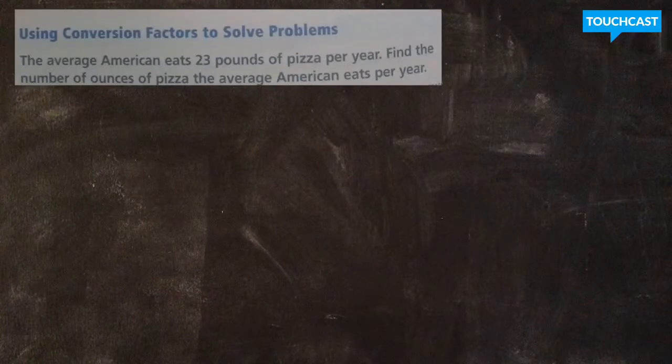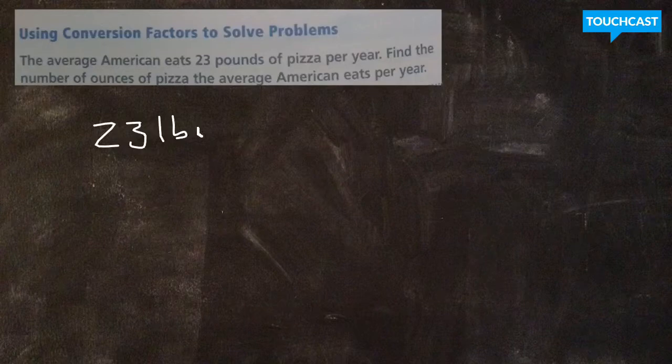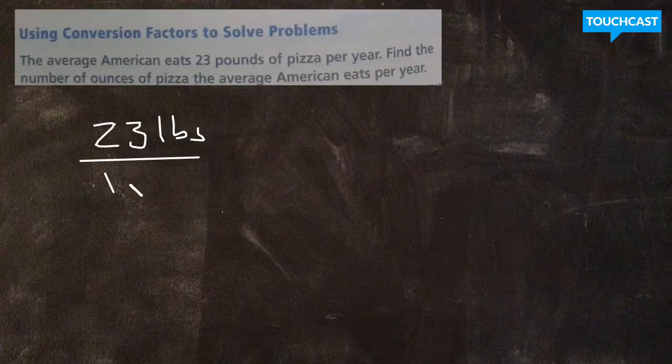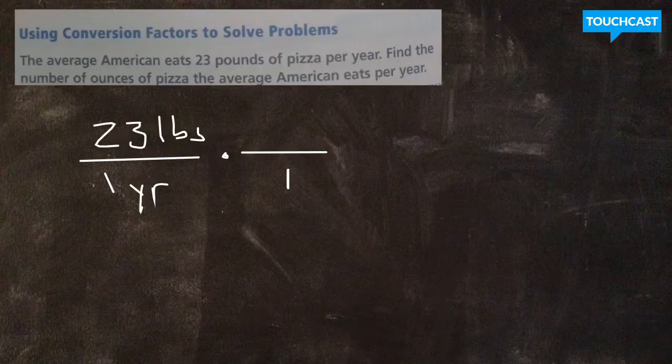Our next example is using conversion factors to solve problems. The average American eats 23 pounds of pizza per year. We need to find the number of ounces of pizza the average American eats per year. Let's start by writing out what we know. The average American eats 23 pounds of pizza in 1 year. Now we need to cancel out pounds, so we need to multiply 23 pounds over 1 year by some conversion factor that's going to cancel out the pounds label. So how many ounces are in 1 pound?